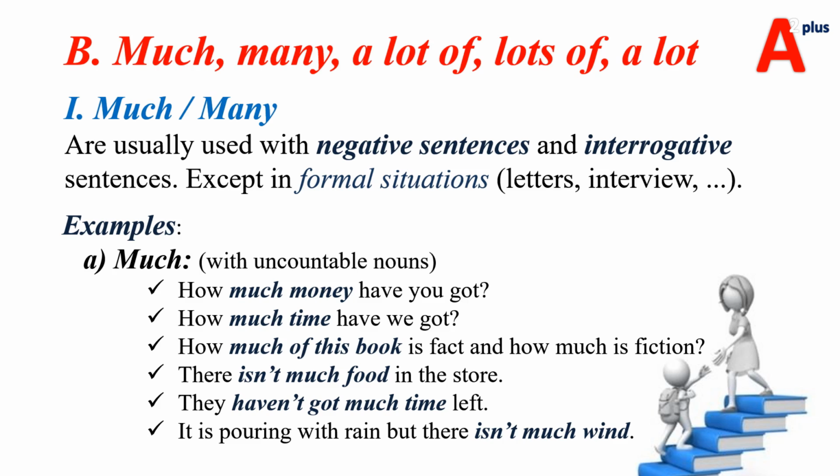Let's see examples. Much is used with uncountable nouns and it is used with question and negative sentence. For example, how much money have you got? How much time have we got? As in money and time, they are uncountable. How much of this book is fact and how much of this book is fiction?